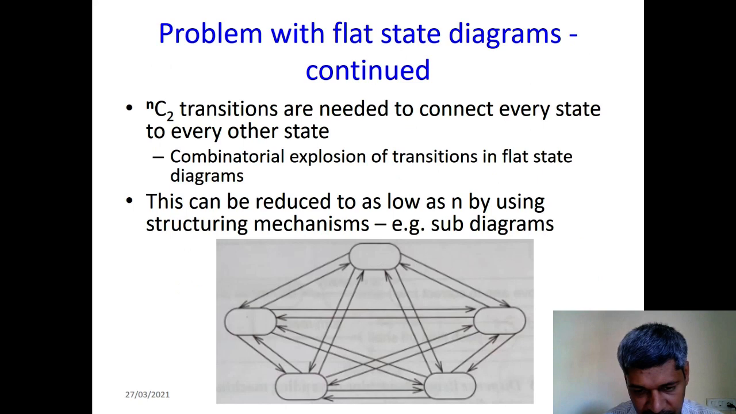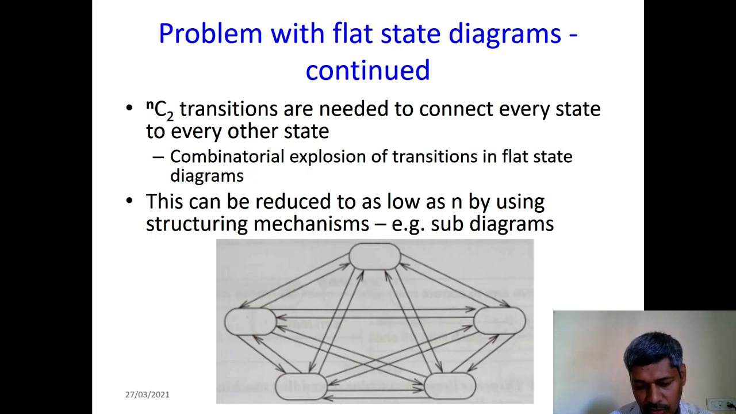Think about a similar situation. Here is a state diagram. There are several states, and the transitions lead to the other states. Now think about what happens if there should be transitions leading from every state to every other state. You need nC2 transitions for n number of states. That would be a big problem. It basically leads to a sort of combinatorial explosion of transitions in flat state diagrams.